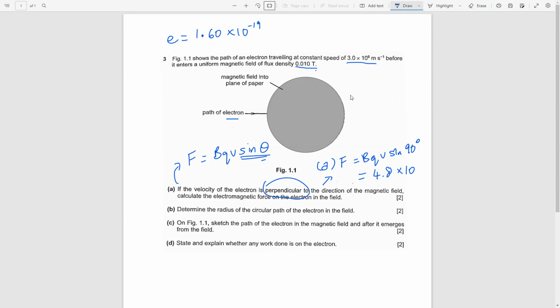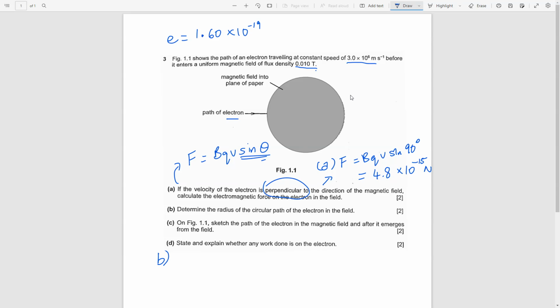times 10 to the power of minus 15 newtons, which is pretty small, but it is normal because this is just an electron. You must remember the mass of the electron is in the order of 10 power minus 31 kg. Okay, so now determine the radius of the circular path of the electron in the field.